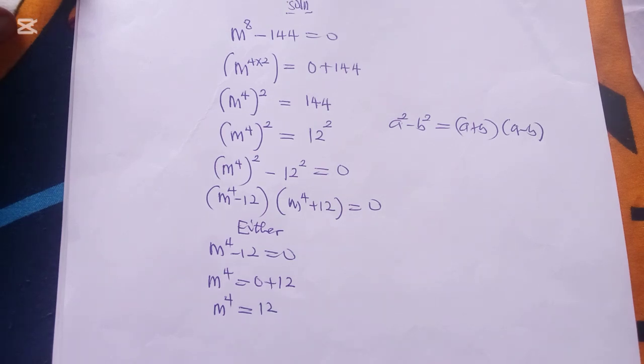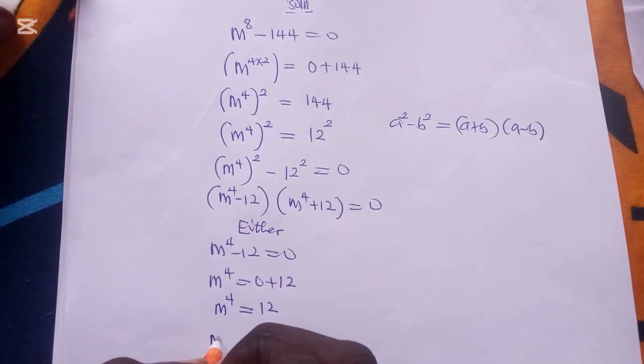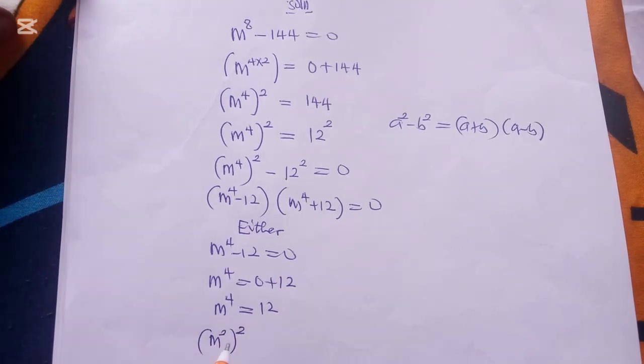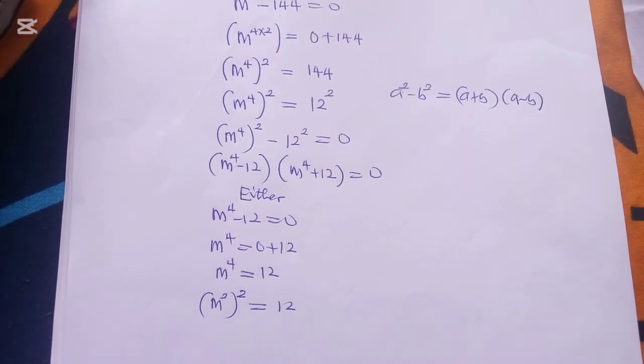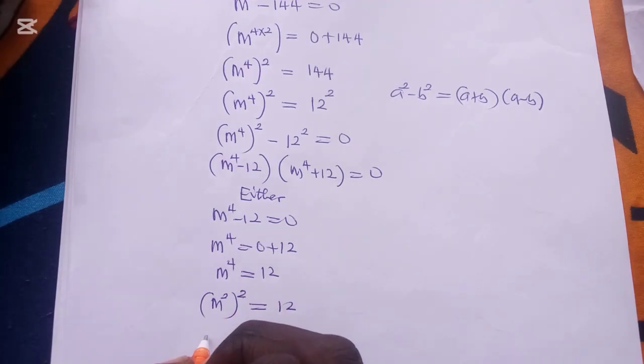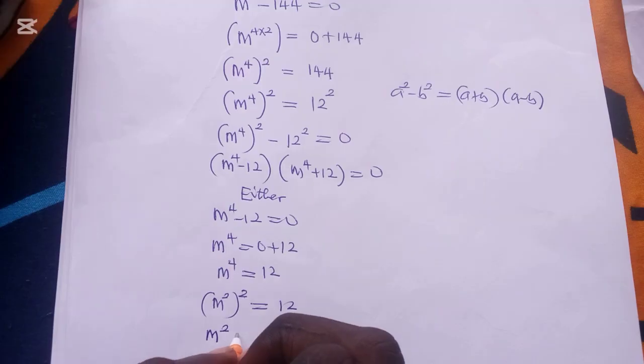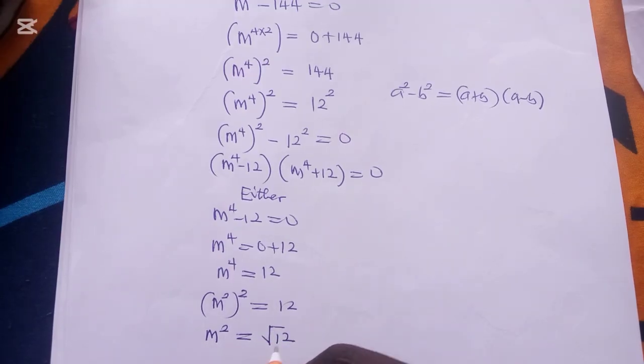We have two ways now. If you want, you can apply the power law of indices by expressing m raised to the power 4 as m raised to the power 2 raised to the power 2. This is a power, this is also a power, and you multiply the powers to get the same answer. Then this equals 12. We know this is a square, so we square root both sides. Automatically you can say m raised to the power 2 is equal to the square root of 12.